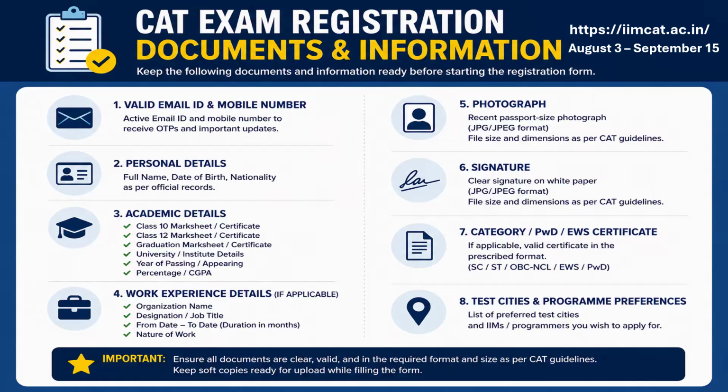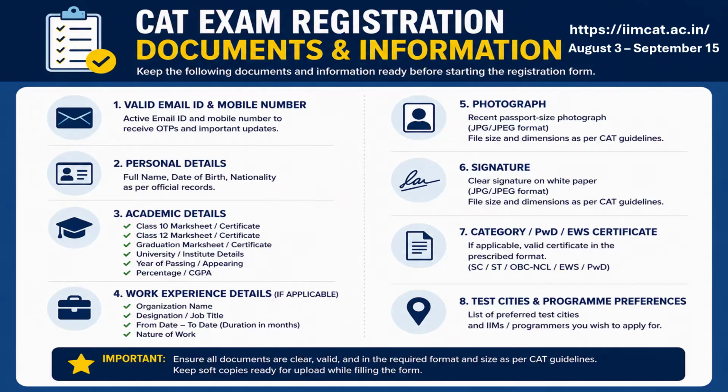And these are the things that you need to have. We can call them prerequisites, right? So, a valid email ID and mobile number. Make sure that a valid email ID is there. That email ID is yours only, right? And a mobile number wherein you will get OTPs and all other important updates.